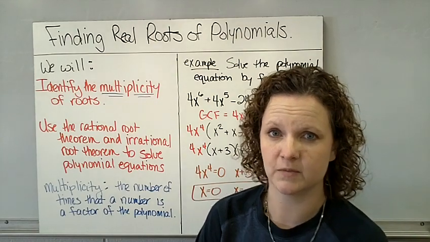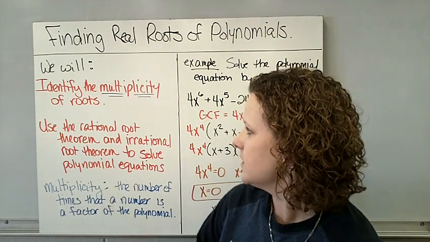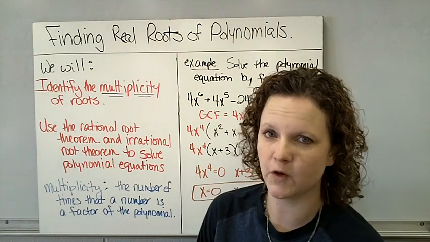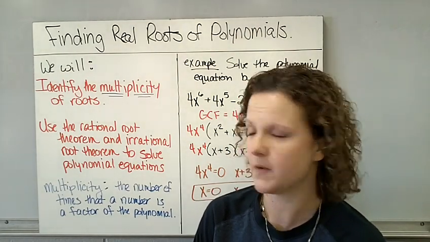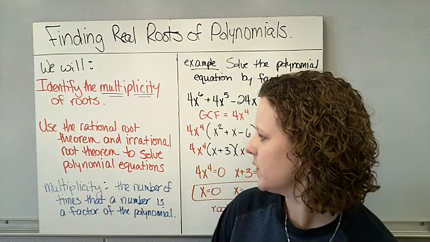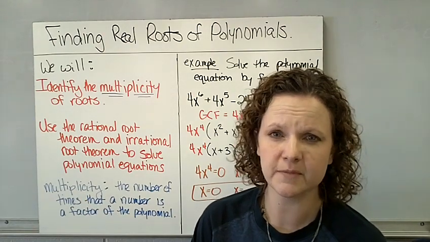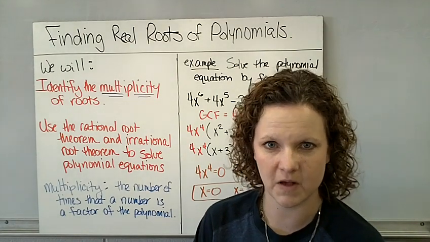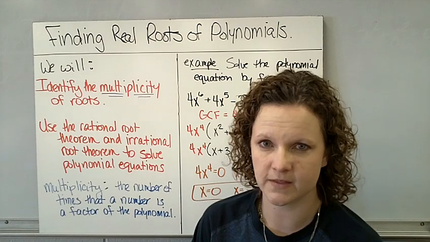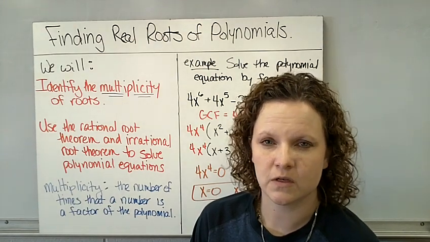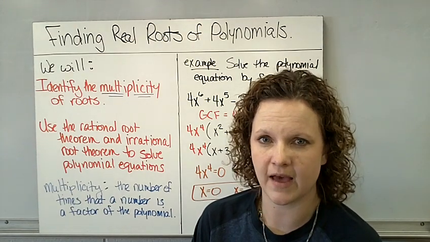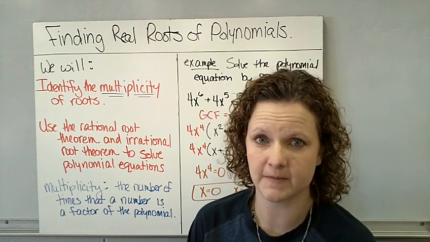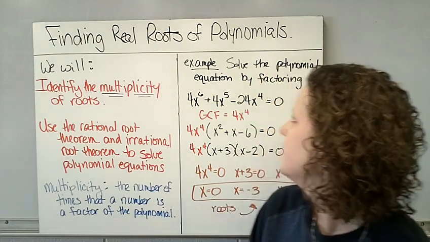There's a new vocabulary word, multiplicity. We're also going to use the rational root theorem and the irrational root theorem to solve polynomial equations, another way to solve polynomial equations. Multiplicity is the number of times that a number is a factor of the polynomial. So when you're solving polynomials, you're finding the roots or the zeros. Those roots or zeros could occur more than once as an actual factor of the polynomial. And the multiplicity is how many times it occurs. We'll get to that in a second.